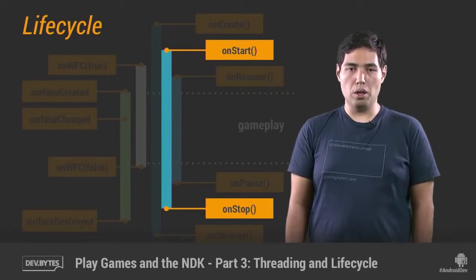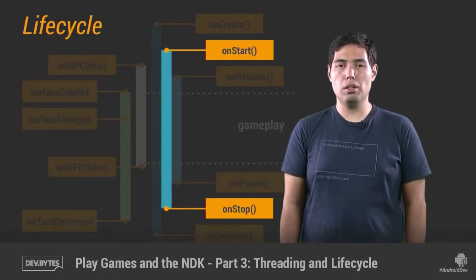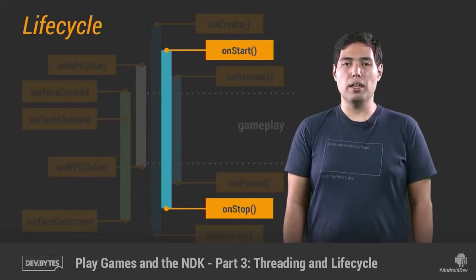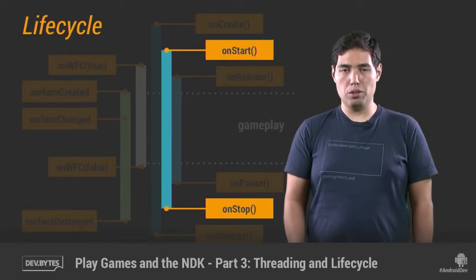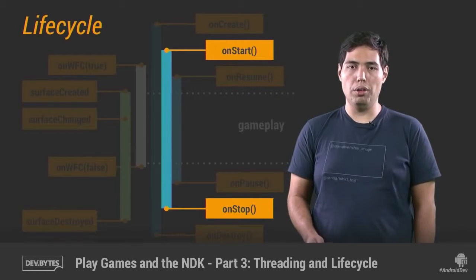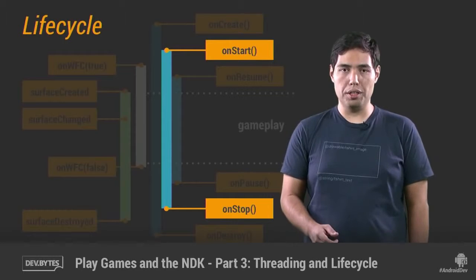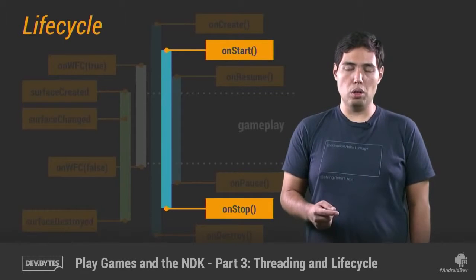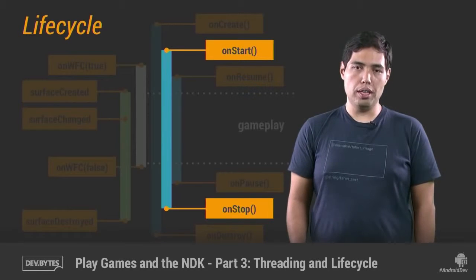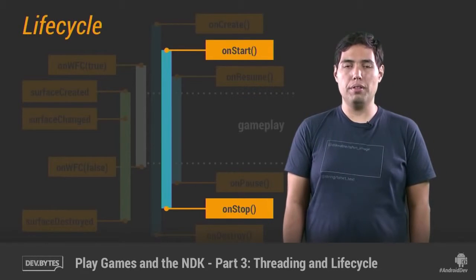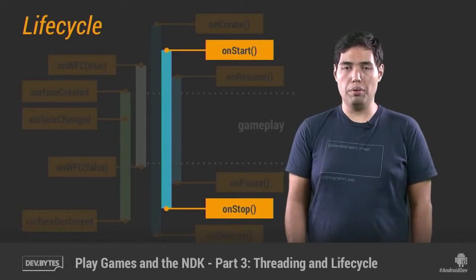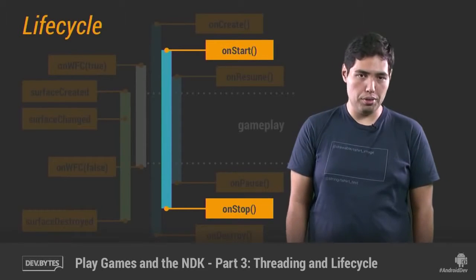So we have onStart and onStop. Between onStart and onStop, that's when the Play Games activity lifecycle actually happens. Typically after onStart, there is no way to keep a connection to Play Games while your application is not started. Whenever you get onStop, you actually lose the connection to Play Games and you have to restore it on start. If you're using GameHelper or BaseGameActivity, that restoration is done for you automatically. So you don't have to worry about that, but you have to know that it exists.